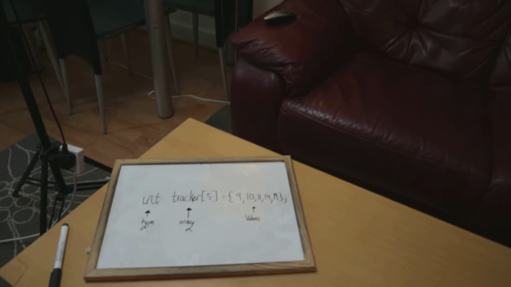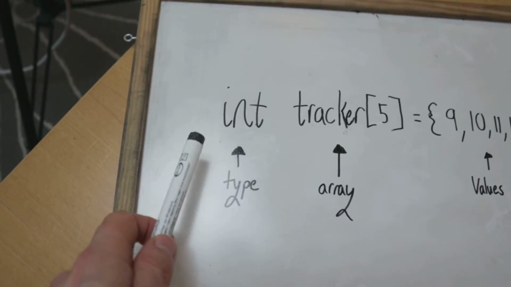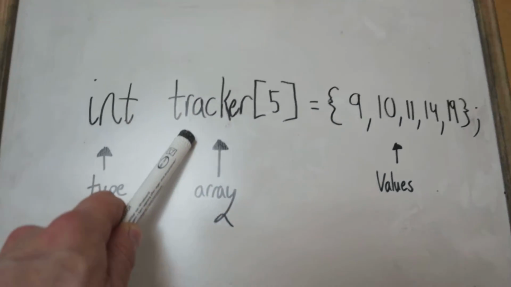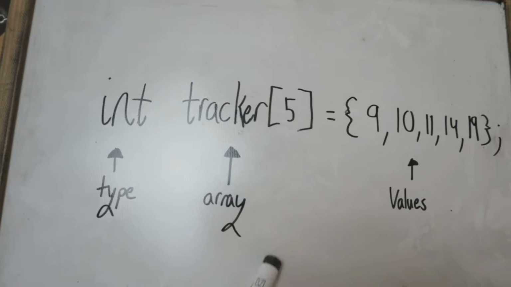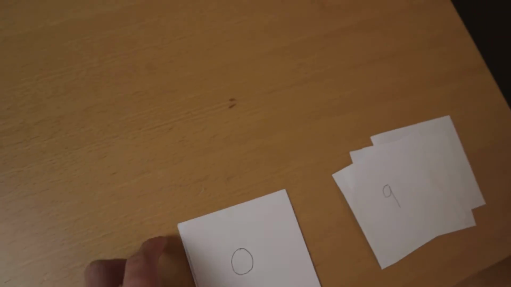Alright, so to give you a quick example, we have our array here and the declaration of an array, and we have a type integer. Here we go, that's our data type, and we also have the name tracker for our array. We also have 5 elements that we're going to store in memory, and we're going to do that right now.